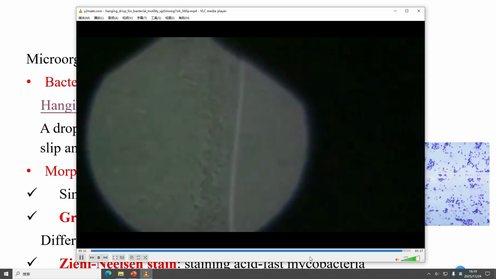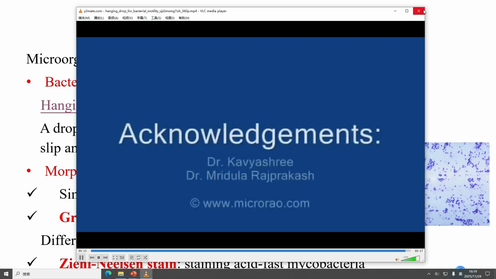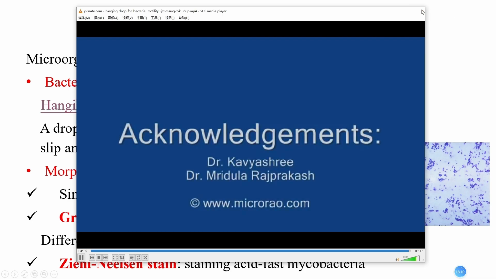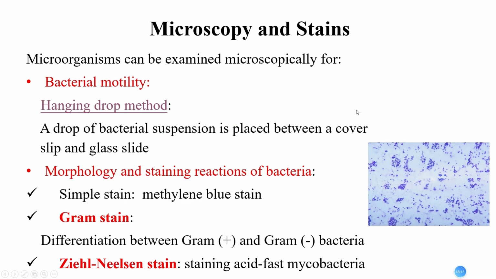If a bacterium is motile like this, what information can you get? They are motile, so they should have some special structure. The name of that structure? Flagella? Yeah, flagella. They should have flagella so that they are motile. So this is how we can examine live bacteria, whether they are motile or not.